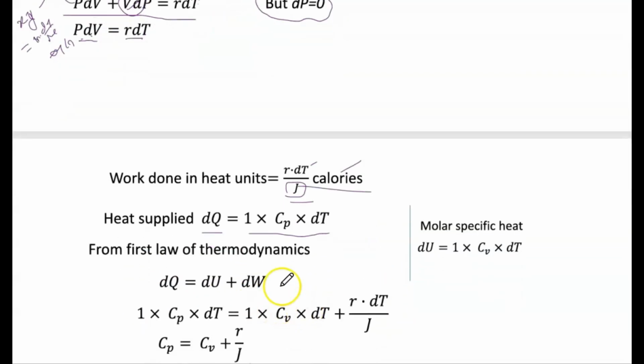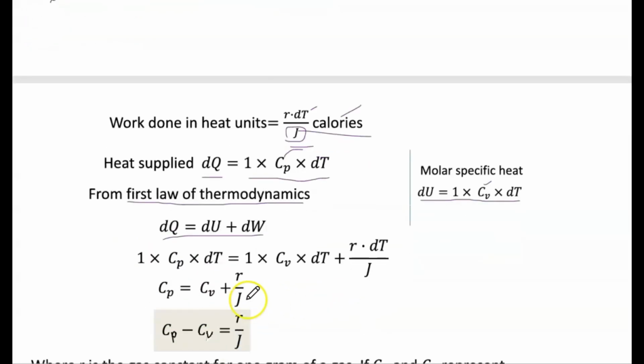Now according to molar specific heat, dU is equal to 1 into Cv into dT. Remember, Cp is at constant pressure and Cv is at constant volume. Now we substitute the formulas we have derived into the first law of thermodynamics: dQ is equal to dU plus dW. So dQ will be equal to 1 into Cp into dT, dU is 1 into Cv into dT, plus R into dT by J, the work done. So we get Cp equals Cv plus R by J.